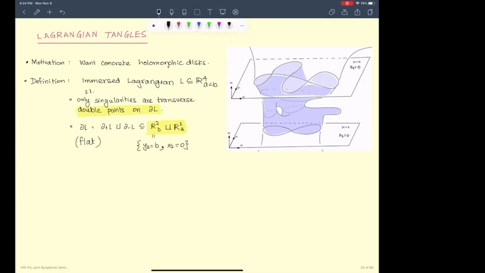So I'm going to define the immersed Lagrangian, where the immersion, the double points, only happen at the boundary. So this looks like the same picture, but over here you have a double point because I've joined them. So all the double points are on the boundary. If you throw out the boundary, it's embedded. And the boundaries lie in copies of R2. They have no height, so they're flat. Previously we had knots, which were objects in R3. Now those knots have height 0. So they're like immersed knots.